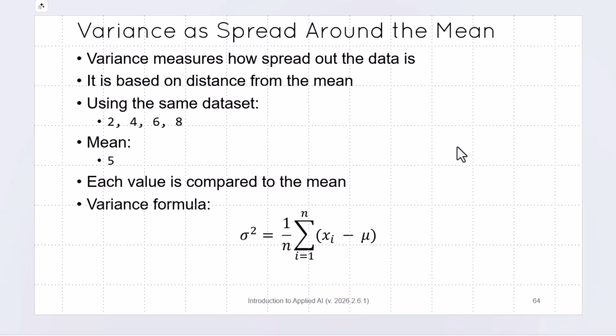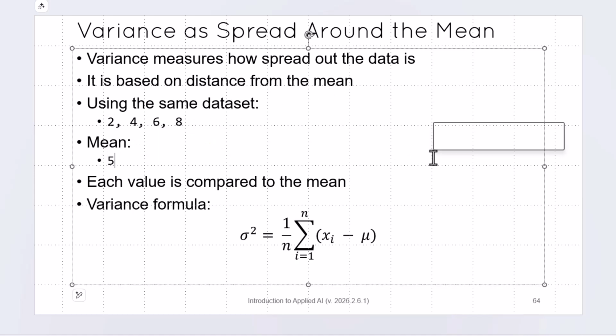Variance is the spread around the mean. It is based on the distance from the mean. So using that same data set, and we know the mean is 5 from before, each value is compared to the mean. The variance formula looks like this. Variance is represented by sigma squared, and that's 1 over n of the sum from i equals 1 to n of the x sub i's minus the mean.